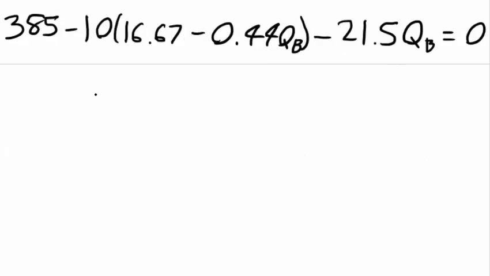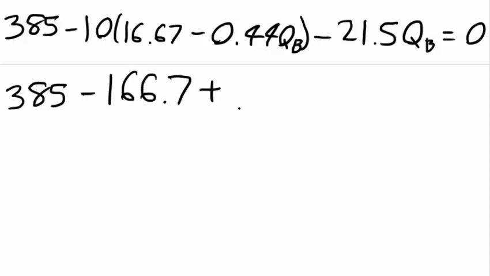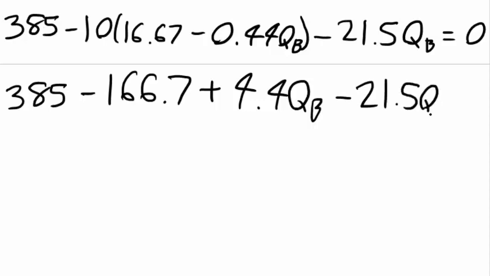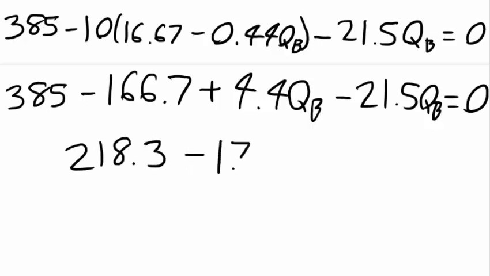And so, if we were to distribute that negative 10, we would have 385 minus 166.7 plus 4.4 times QB, and then subtracted by 21.5 times QB, and that entire thing equals 0. And so if we combine like terms, we get 218.3 minus 17.1 times QB, and that equals 0.